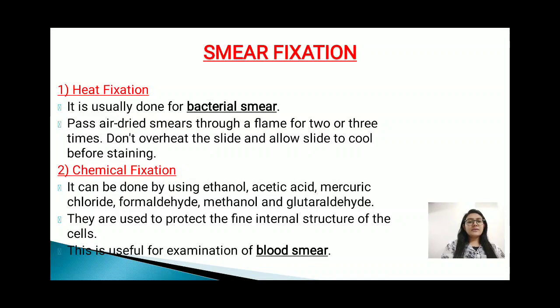Second is chemical fixation. It can be done by using ethanol, acetic acid, mercuric chloride, formaldehyde, methanol and glutaraldehyde. They are used to protect the fine internal structure of the cell. This is useful for examination of blood smear.